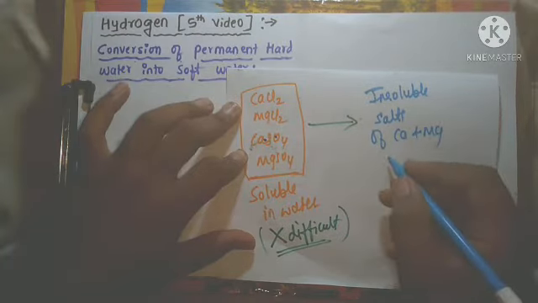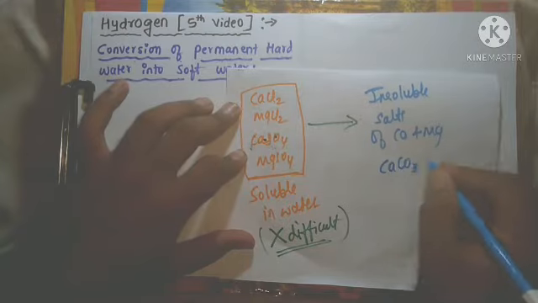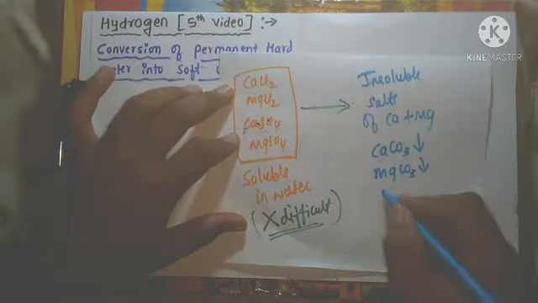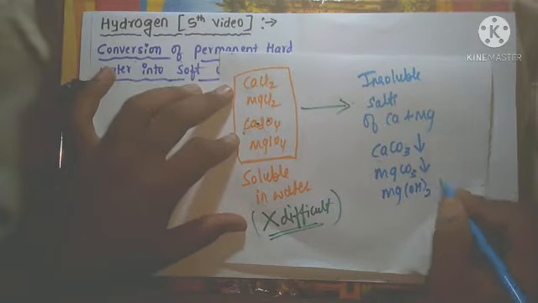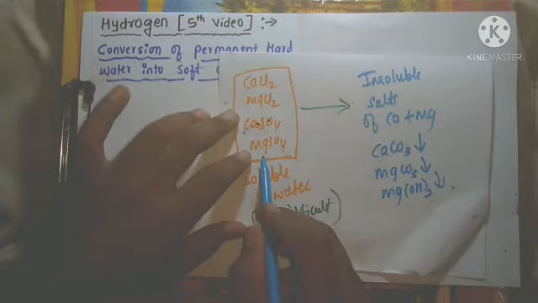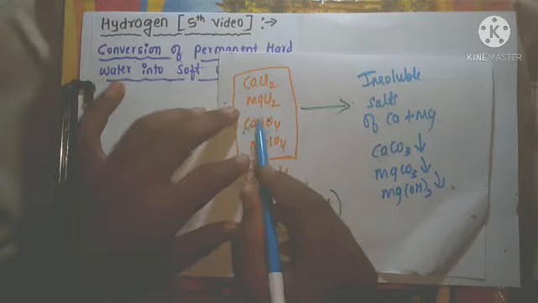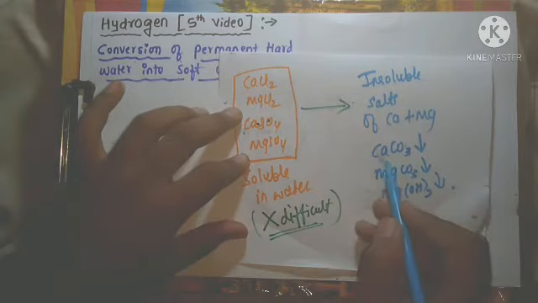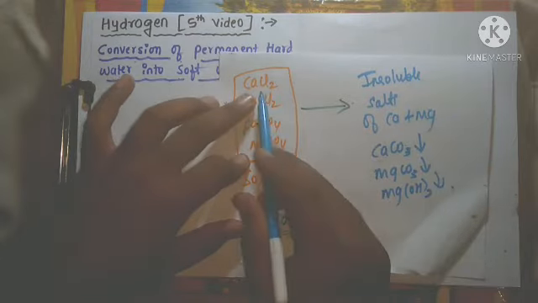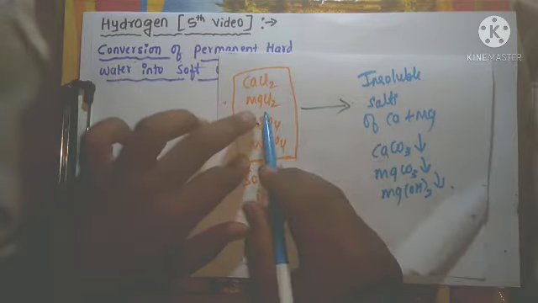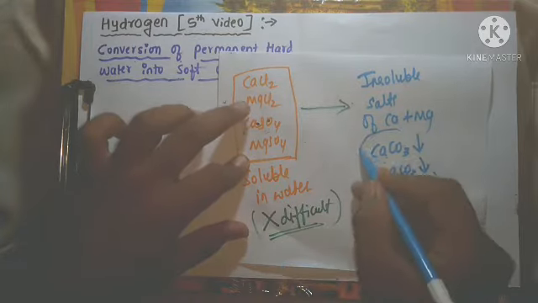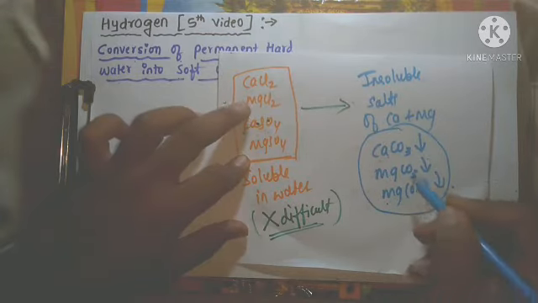For example, what are the insoluble salts of calcium and magnesium? Calcium carbonate is insoluble in water, magnesium carbonate is insoluble in water, and magnesium hydroxide is also insoluble in water. So calcium chloride, magnesium chloride, calcium sulfate, magnesium sulfate are first converted into calcium carbonate, magnesium carbonate, or magnesium hydroxide. These three salts are insoluble in water.